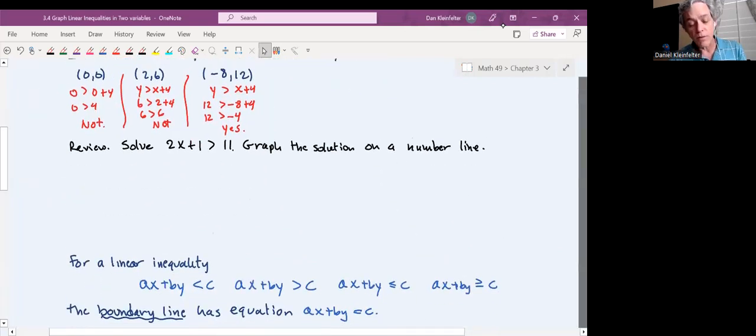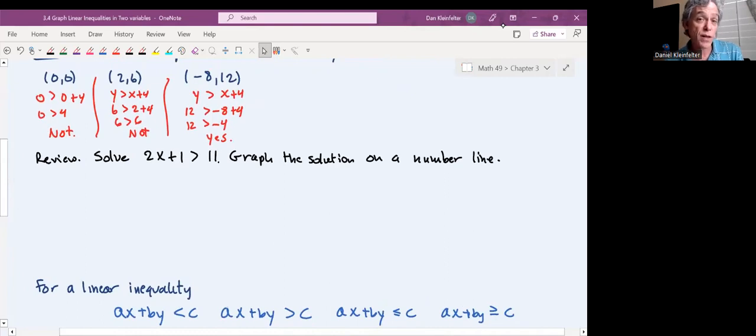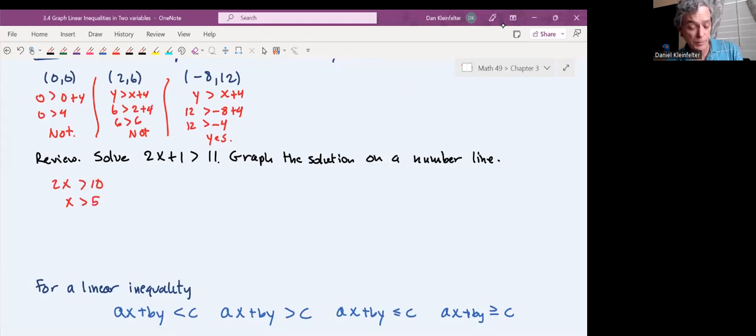Primarily when we're giving solutions to these linear inequalities in two variables, it's going to be graphically. To do that, I wanted to review how a linear inequality in one variable looks. Let's say that we have the inequality 2x plus 1 is greater than 11. We'd solve this and also graph the solution on a number line. The algebraic steps: you'd start by subtracting 1 from both sides. So 2x is greater than 10, making it so that x is greater than 5.